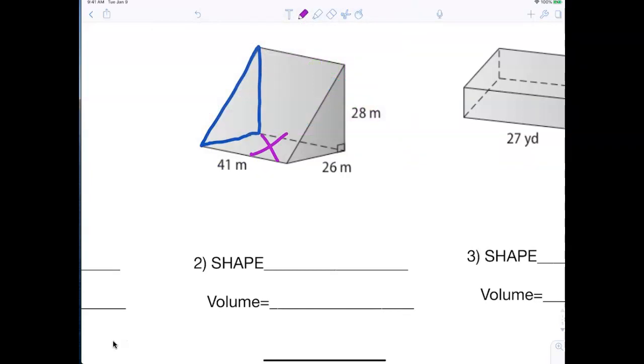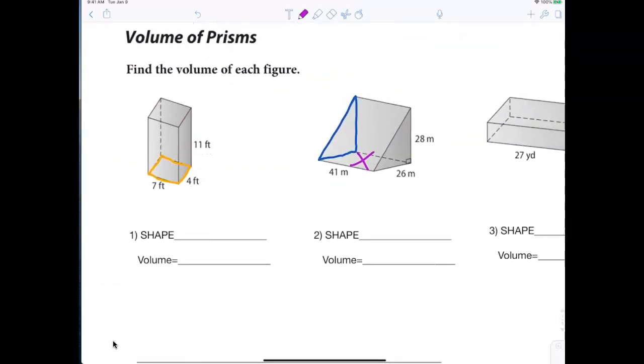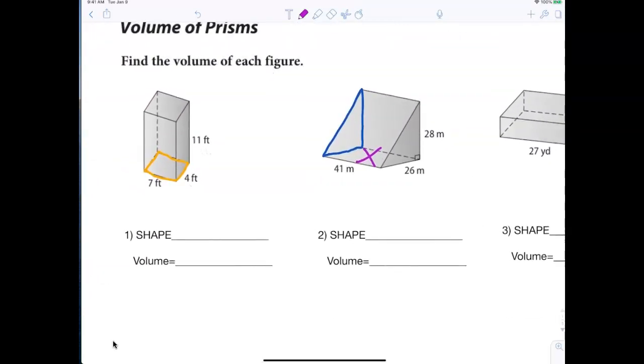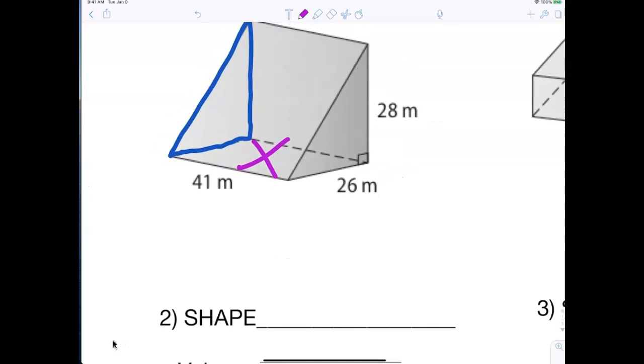It's not the base. Can you do that with the angle thing in the air, like that line and that, so it's 90 degrees? Yes, that's a very good thought. And the answer is no. The reason I'm saying no is because the height is always going to be perpendicular. That is true.